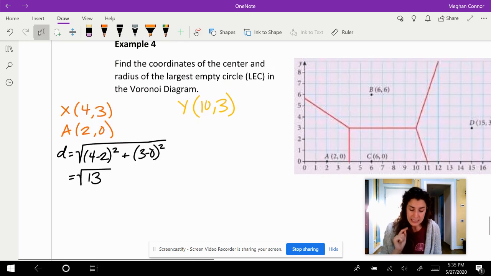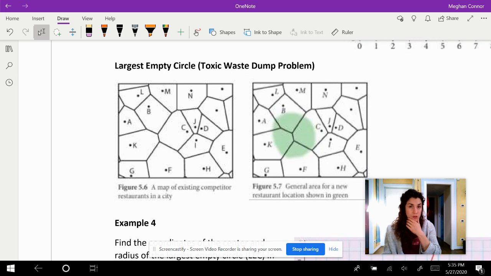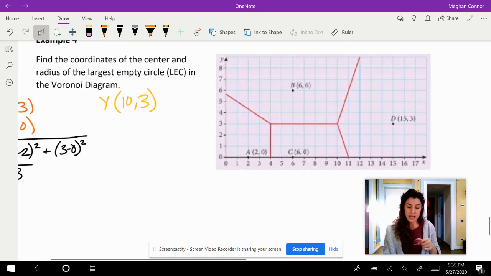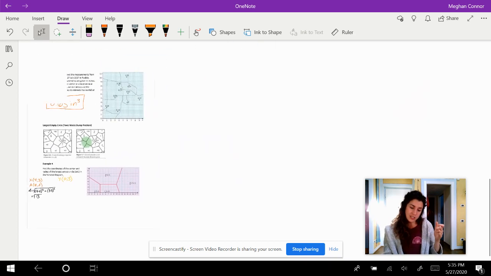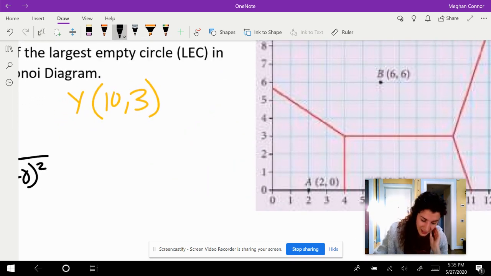I'm just going to leave that distance as that for right now, because remember that we're trying to find the largest circle that you could possibly make. Remember, we're looking for that big green circle that comes out of it. So this is a square root of 13 as a radius. Now if I go over here and talk about the point 10, 3 and find the radius there, if the radius from that vertex to point B, C, or D is larger than the square root of 13, then we know that that would be the largest empty circle. Okay, so the distance, I'm going to do C, which is 6, 0.